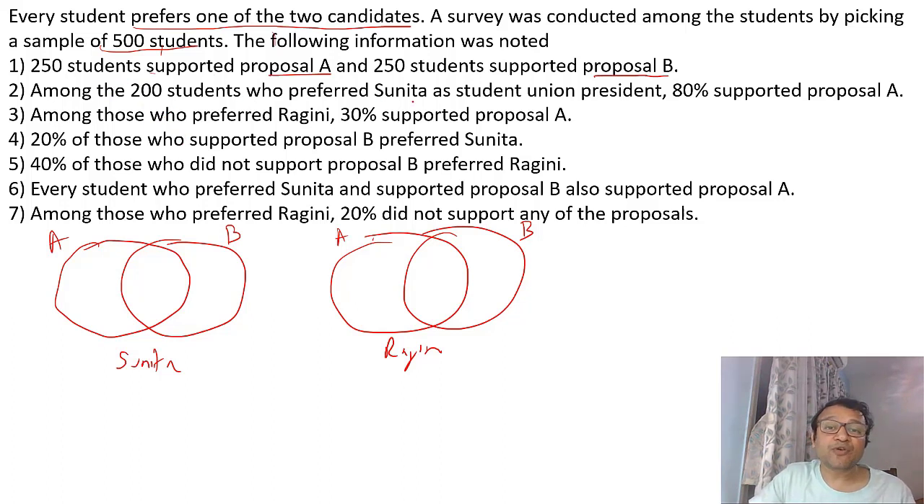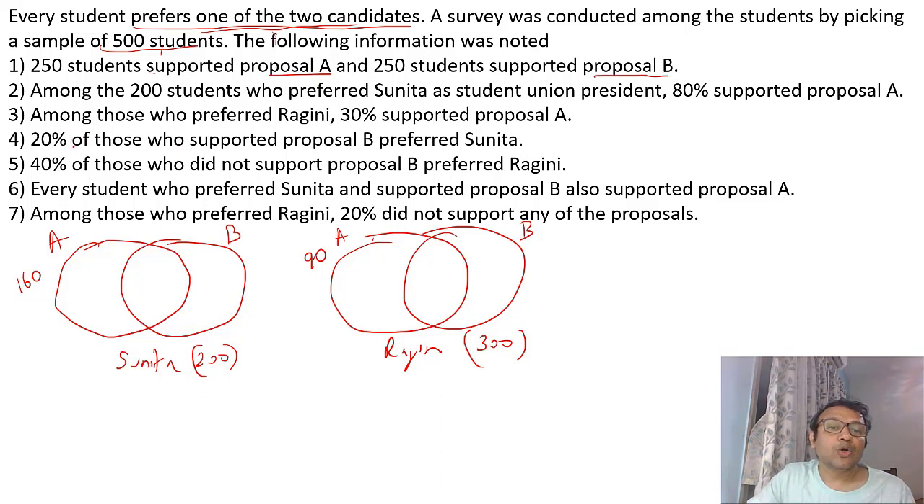Among the 200 students who preferred Sunita as student union representative, that means 200 students preferred Sunita, which means 300 students preferred Ragini, because there are 500 students in total and they preferred one of the 2 candidates. 80% supported proposal A, so 80% of 200 is 160 for A. Among those who preferred Ragini, 30% supported proposal A, so 30% of 300, which is 90, supported proposal A. Actually, you can make out directly, since 160 is here, 90 will be here, because there are 250 people supporting A anyway.